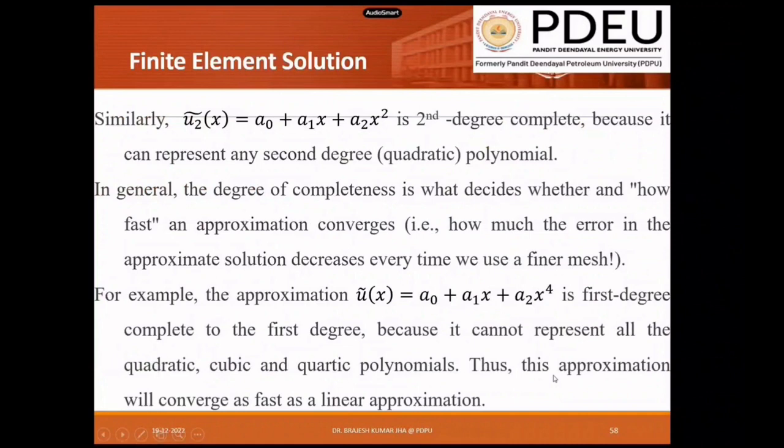In the same way, if we go for the quadratic, the second degree polynomial, it will have second degree completeness. It can represent the quadratic polynomial. It means the function itself and its derivative are also continuous. But if we write A0, A1x and A2x to the fourth, it is first degree completeness, because it cannot represent all the quadratic, cubic and quadratic polynomials. So this approximation will converge only as fast as a linear approximation. So according to the element information, you can talk about the convergence.